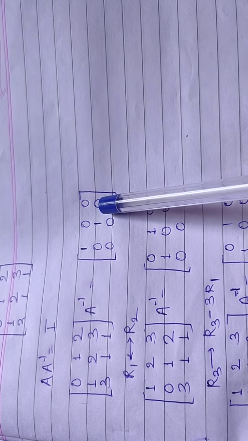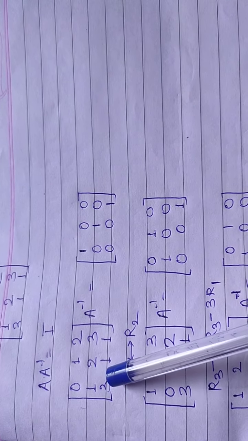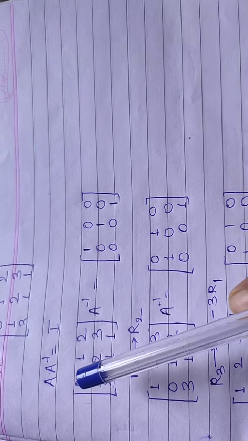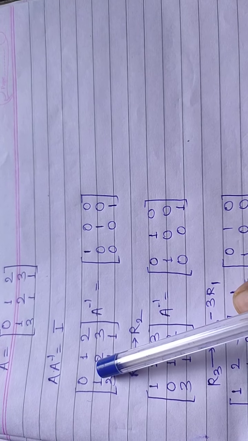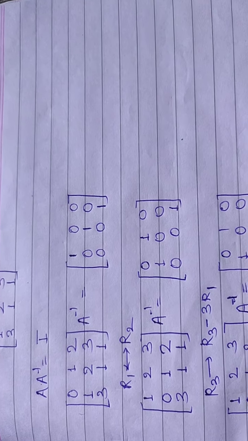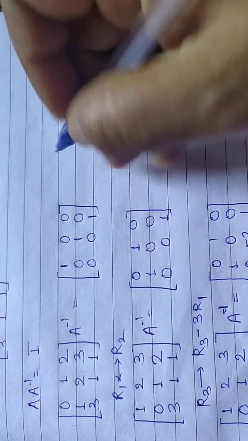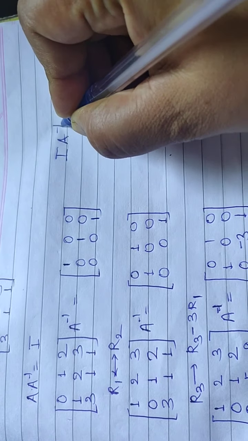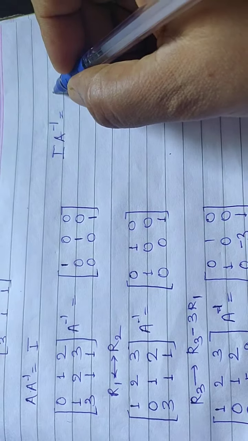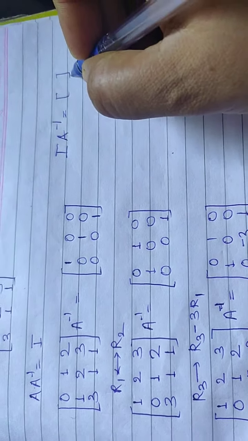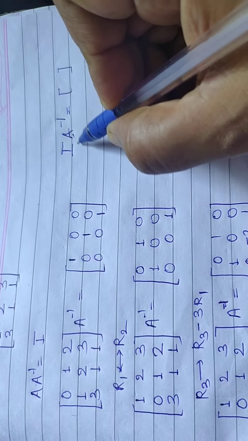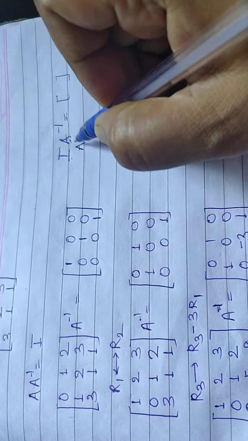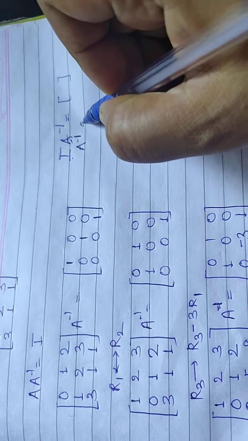Okay, now what is the procedure? We will convert this matrix A into the identity matrix. Then in that case, it will be I into A inverse, is equal to whatever matrix we get on the right hand side, which will be the inverse matrix, because the identity matrix into any matrix is that matrix, here A inverse. So we will apply that logic.